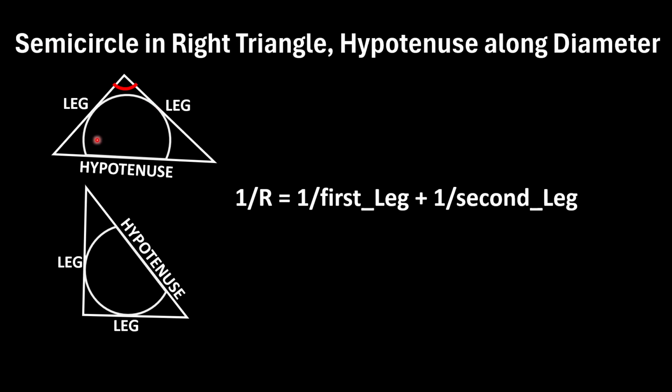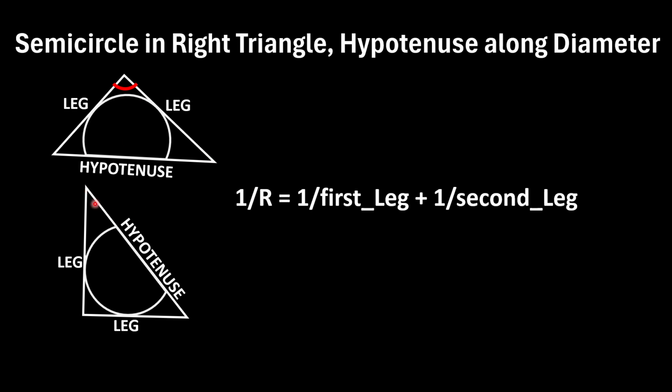Now we have got a semicircle, not a full circle, but a semicircle inside a right angle triangle. But note that the diameter is along the hypotenuse. It may be given either this way or turned. It is turned, but the red arc is the right angle. So opposite to the right angle will be the hypotenuse. The other 2 will be tangents.